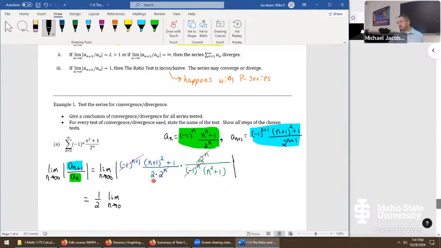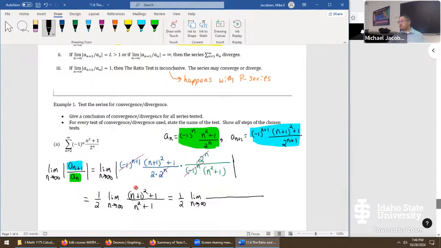Limit as n goes to infinity. There are no absolute values any longer because as n goes to infinity, anything involving n is just positive values. So this turns into (n plus 1) squared plus 1 divided by n squared plus 1. That's a limit we can do immediately. But if it helps, you could do a little bit further work on this. You could write this out as 1/2 times the limit as n goes to infinity.